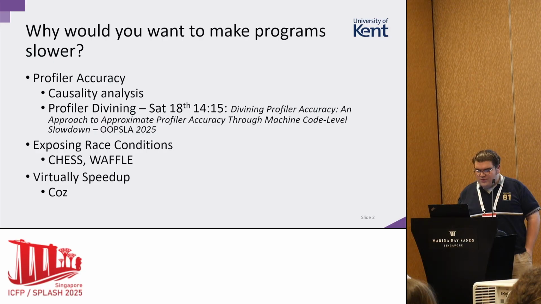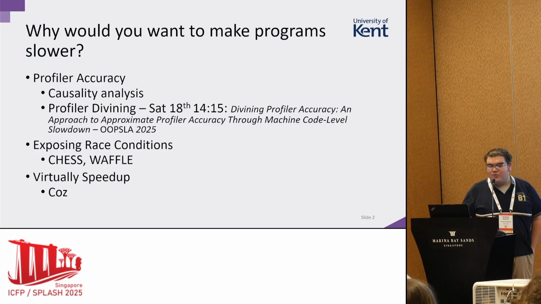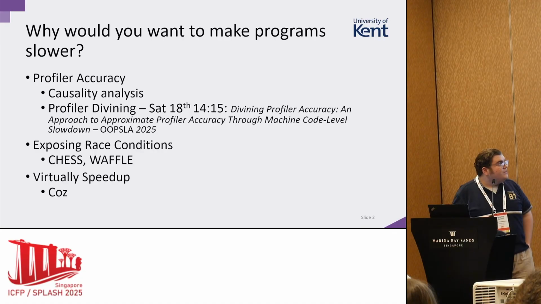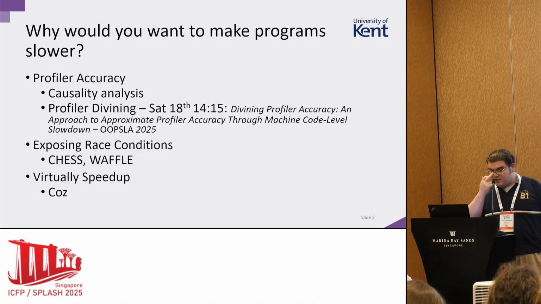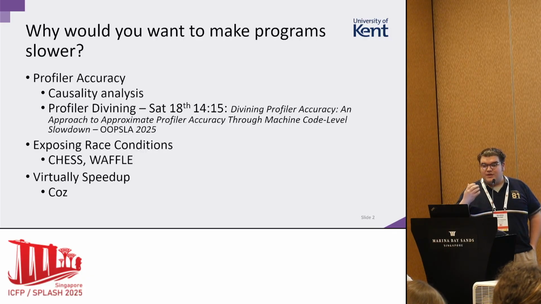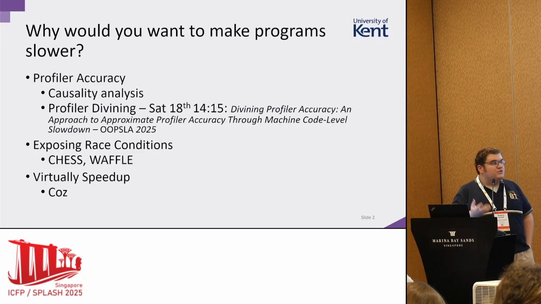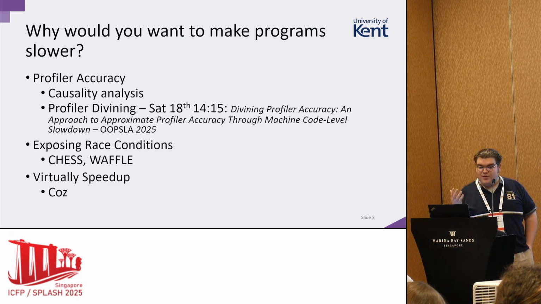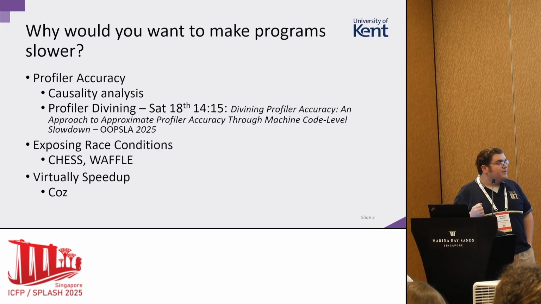So why would you actually want to make a program run slower? Well, there are actually a variety of use cases. Profiler accuracy. When you want to evaluate the accuracy of a profiler, you might want to use processes such as causality analysis or profiler divining, which is an approach that we've proposed in an OOPSLA paper, which I recommend you come to my talk on Saturday, and I'll explain more about how that works.